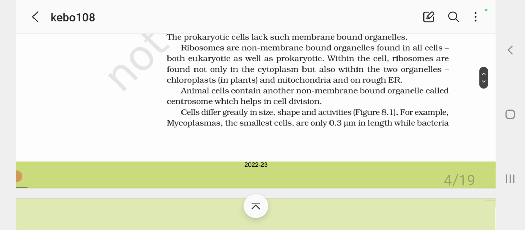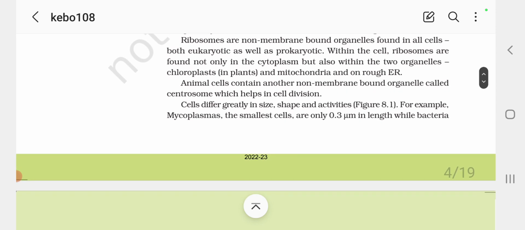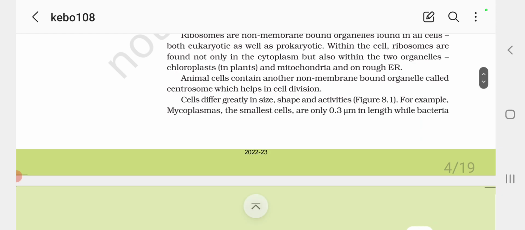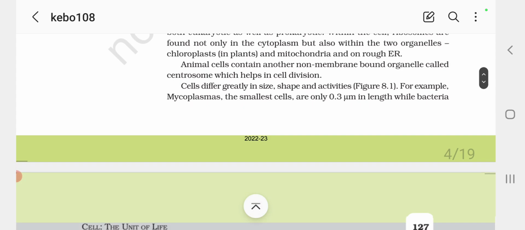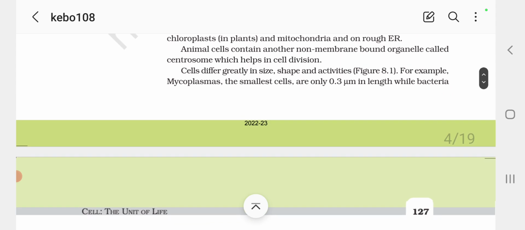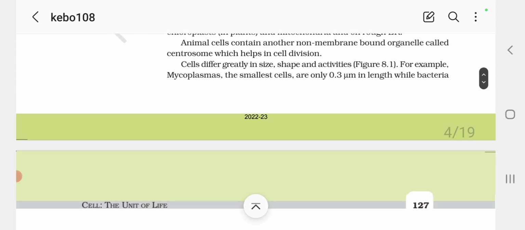Ribosomes are non-membrane-bound organelles found in all cells, both eukaryotic as well as prokaryotic. Within the cell, ribosomes are found not only in the cytoplasm but also within the two organelles, chloroplasts in plants and mitochondria, and on the rough endoplasmic reticulum. Animal cells contain another non-membrane-bound organelle called the centrosome, which helps in cell division.